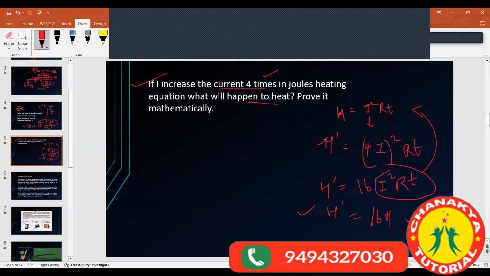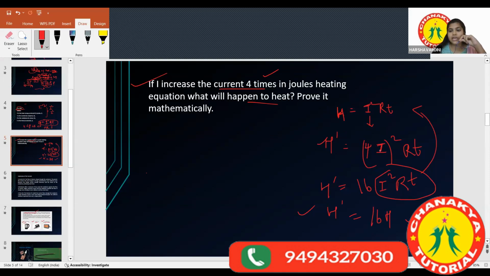We need to take 4I whole square. Actually, I'm increasing the current 4 times, so I have to square the 4 also. Yesterday we made a mistake with 4I square and left out the 4. It's actually 4I whole square. So if I square 4, it goes to 16. I square is I square only. So 4 square is 16.